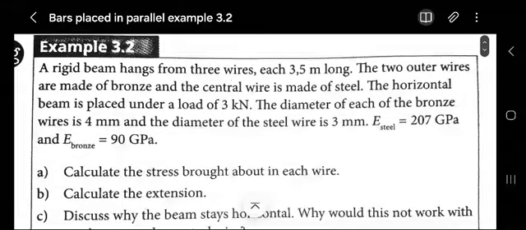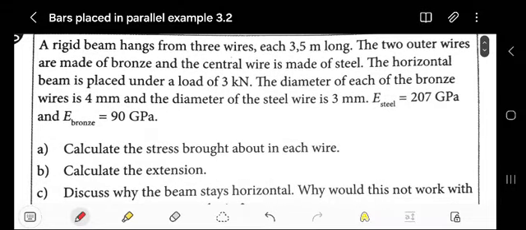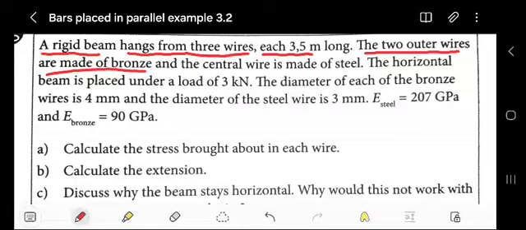We're given example 3.2, which reads as follows. A rigid beam hangs from three wires. You have three wires, each 3.5 long. That means they have the same length. The two outer wires are made of bronze, and the central wire is made of steel.